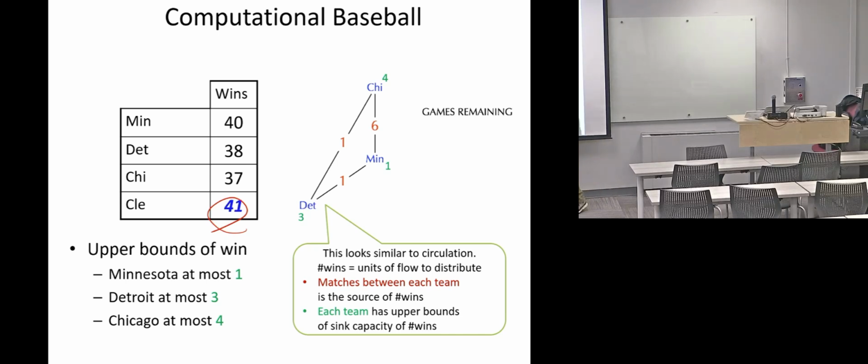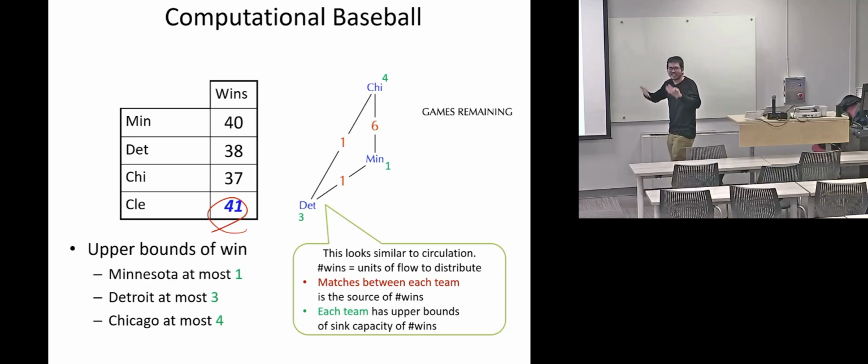But in order for Cleveland to be the first, you know that Detroit can win at most 3 times. Otherwise, Cleveland is not going to be the first rank, because if it wins more than 3, then it's more than 41. So I put a limit on the number of wins on each node here. You have a supply of wins, and each team has a capacity that it shouldn't win more than something. This is like the sink capacity of this team.